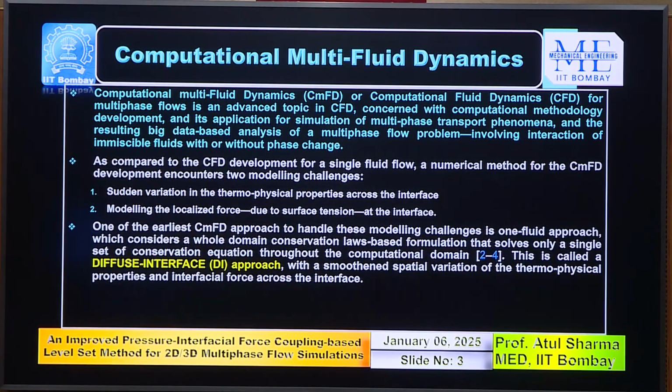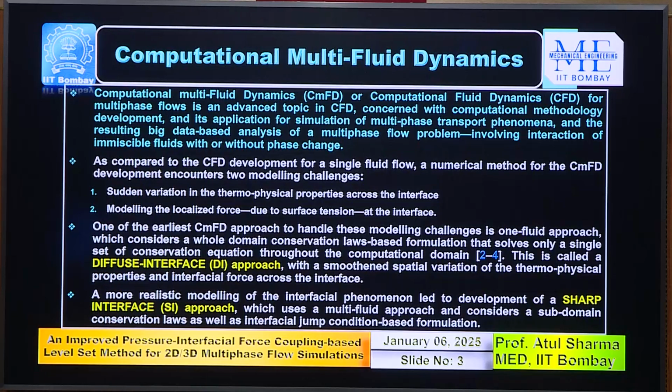Now, one of the earliest and easier ways of handling these modeling challenges is a one fluid approach, which considers the whole domain for conservation laws. It uses a single set of conservation equations, and this is what is done in a diffuse interface method, where any sharp change, whenever you develop a computational method, gives numerical stability issues. So in this case, a small thickness is considered across the interface, across which there is a smoothing of spatial variation of thermophysical properties and interfacial forces.